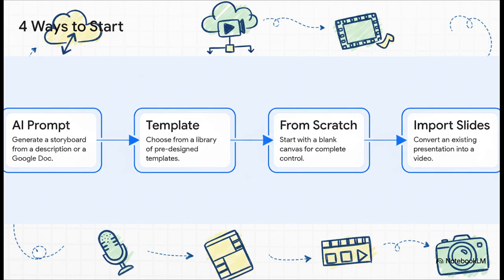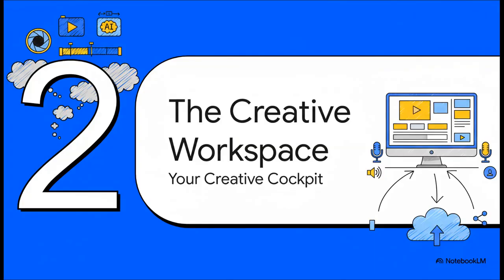Once you're in, you've basically got 4 paths you can take. You can start with an AI prompt, and that's what we're going to focus on today. You could pick a pre-made template for things like a weekly update or a training video. You can, of course, go totally old school and just start with a blank canvas. Or, and this is a killer feature, you can import a Google Slides or even a PowerPoint deck you already have and just turn it into a video. How cool is that?